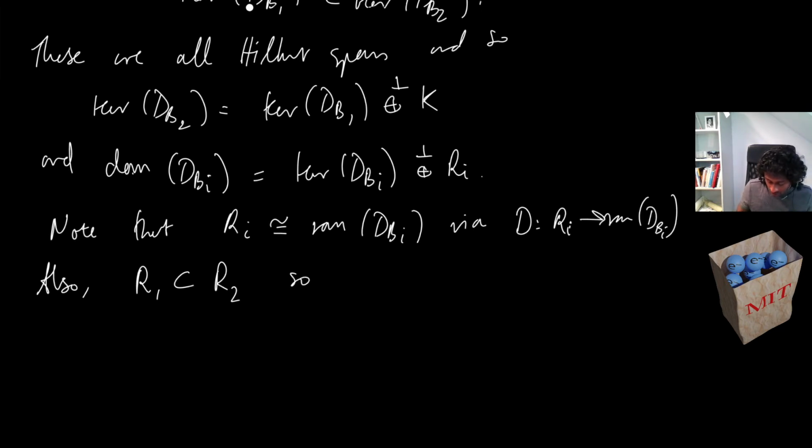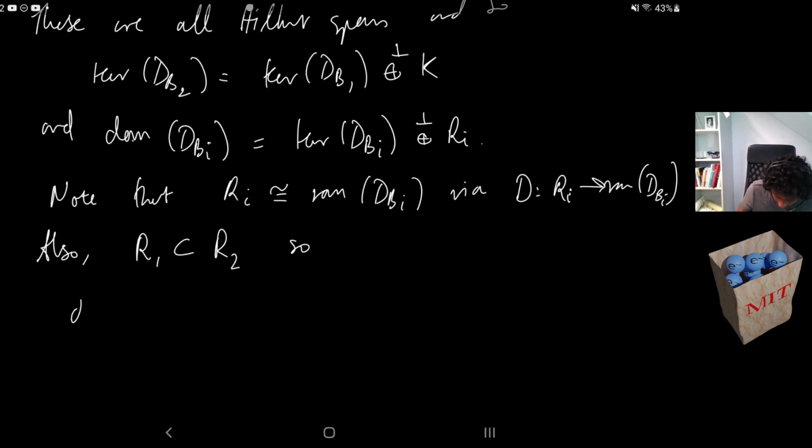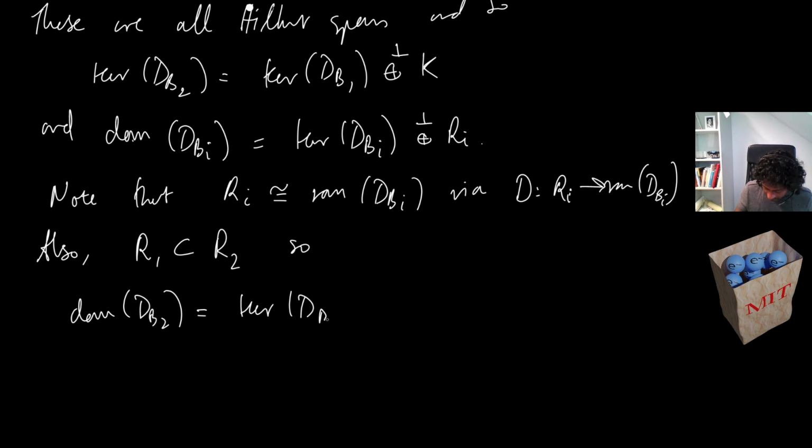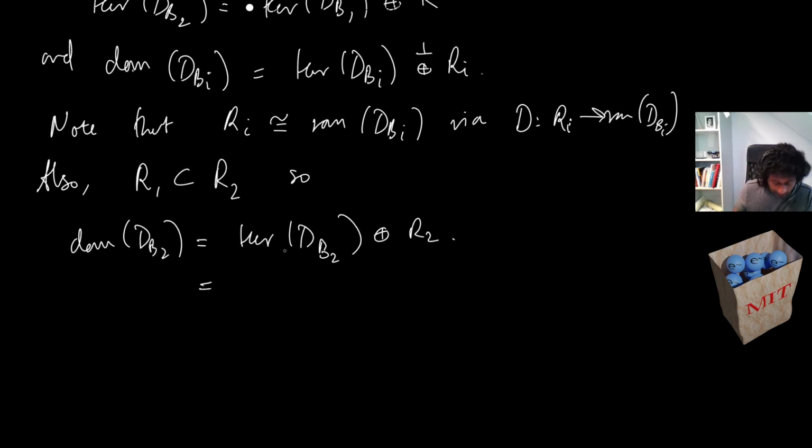Okay, so now let's write dom dB2 is equal to the kernel of dB2 plus R2. And what's this going to be? This is going to be the kernel, I should say, since the range of dB1 is contained in the range of dB2.